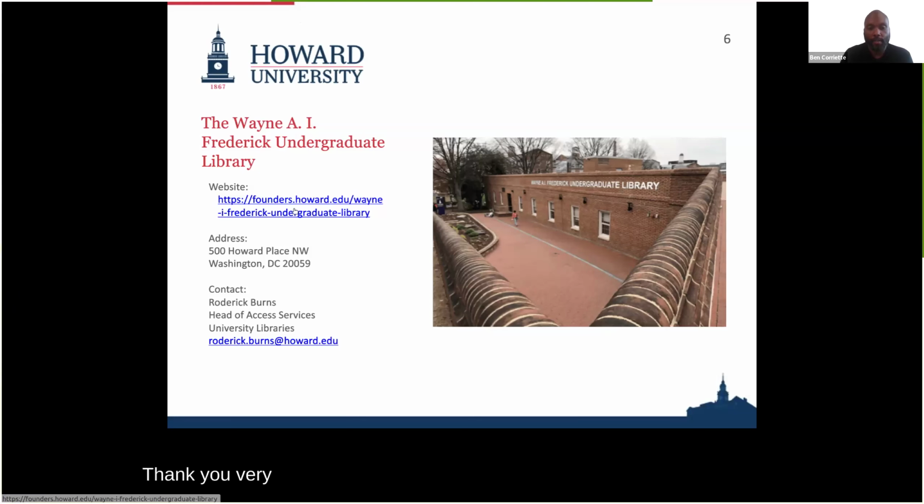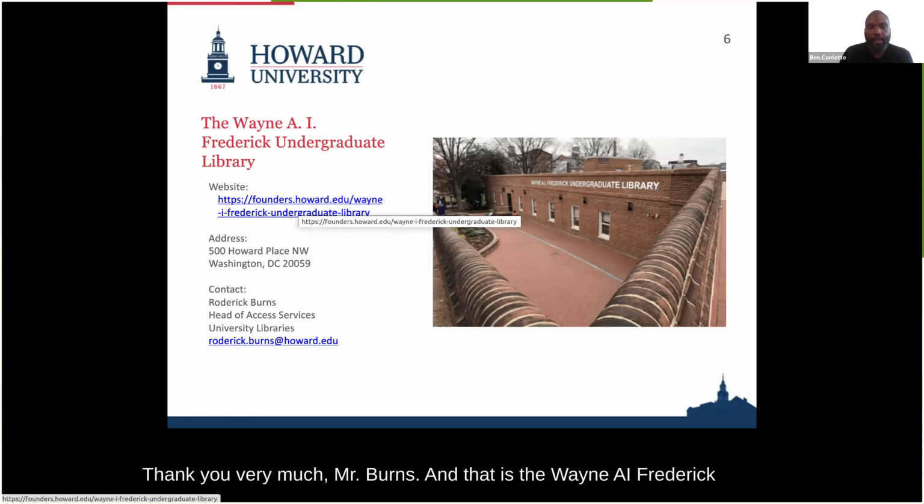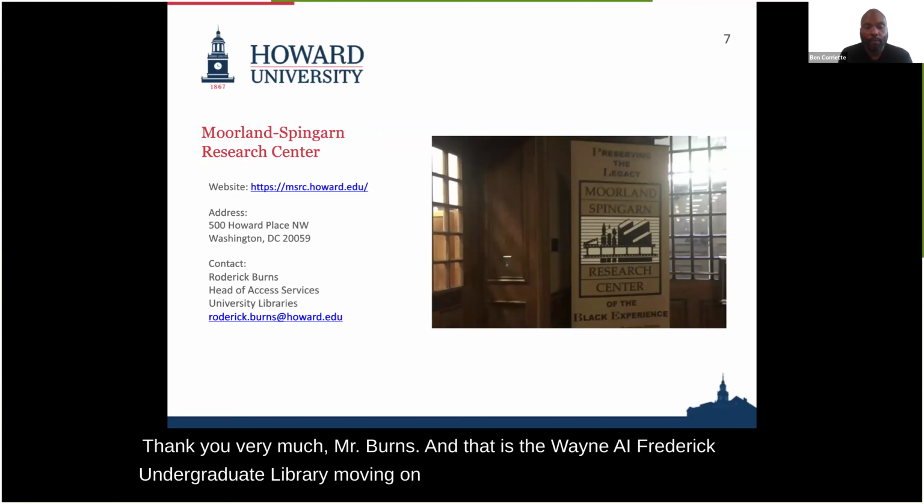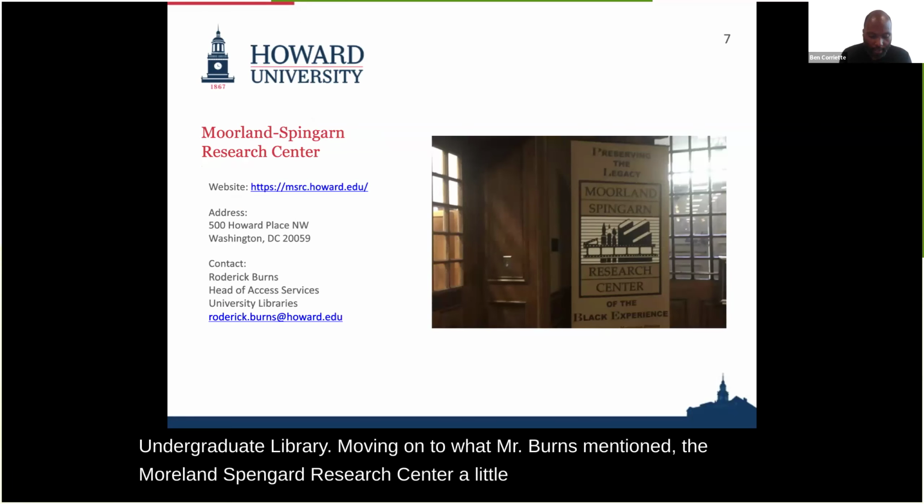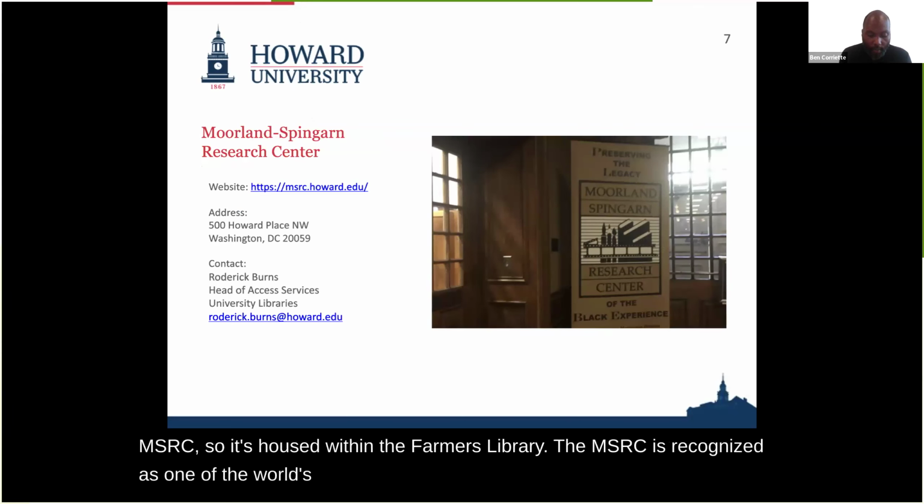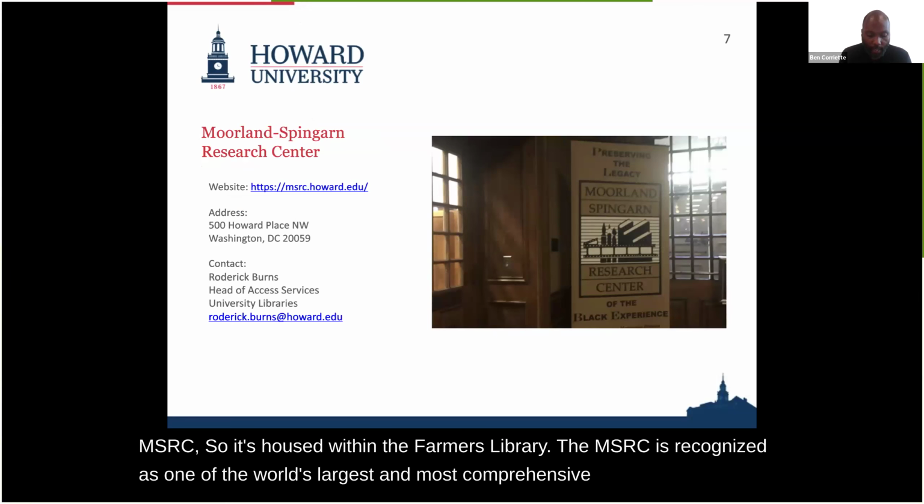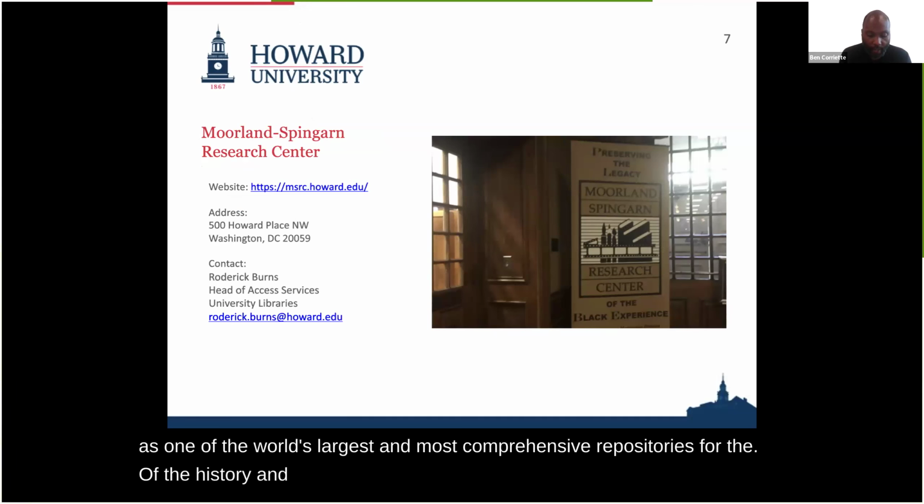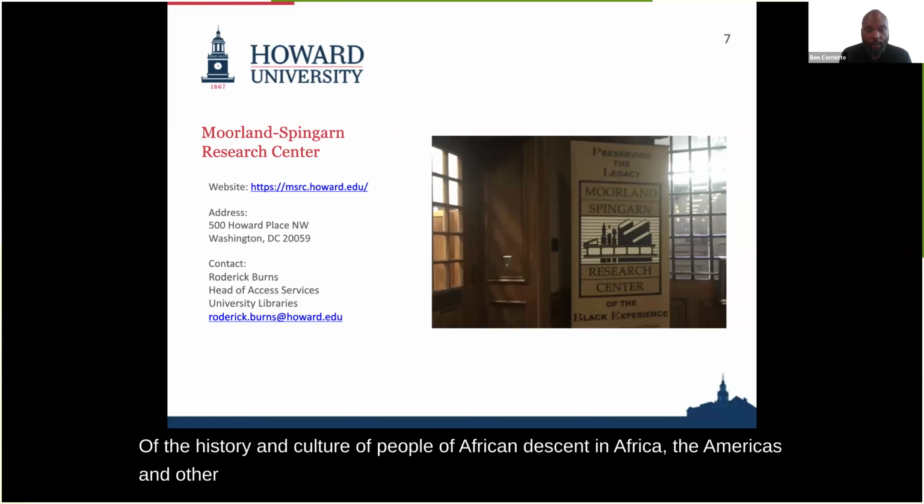Thank you very much, Mr. Burns. And that is the Founders Library. Moving on to what Mr. Burns mentioned, the Moreland Spingarn Research Center. A little background on the MSRC. It's housed within the Founders Library. The MSRC is recognized as one of the world's largest and most comprehensive repositories for the documentation of the history and culture of people of African descent in Africa, the Americas, and other parts of the world. So that's right there within Founders.